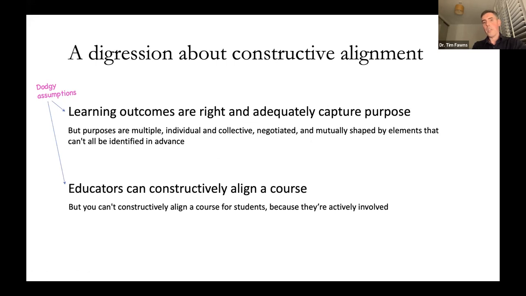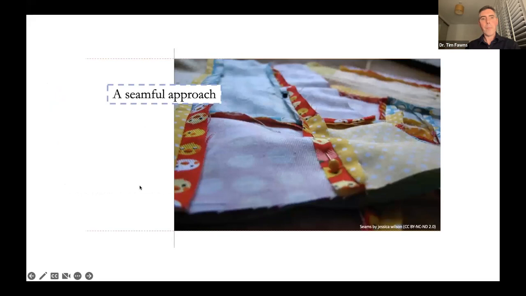They need to be negotiated to an extent where, as you go, they're mutually shaped by a whole bunch of things that can't be identified in advance. And there's sometimes an assumption that we, the designers, can constructively align a course for our students. But actually, the whole point of constructive alignment is that they need to be actively involved in that, so you can't do it for them, and it has to be this collaborative activity, which means you can't guarantee that it will happen in advance.